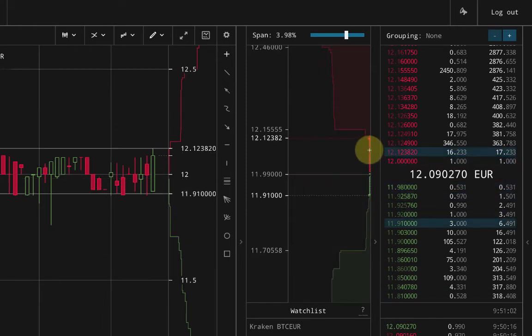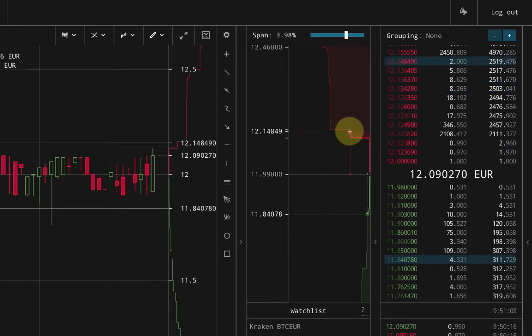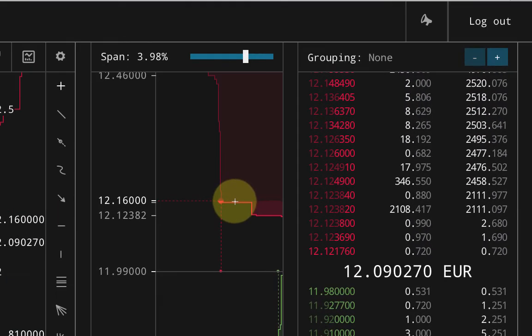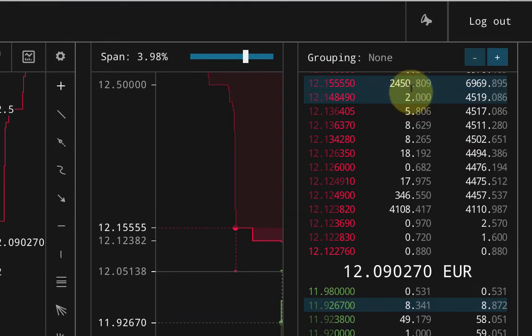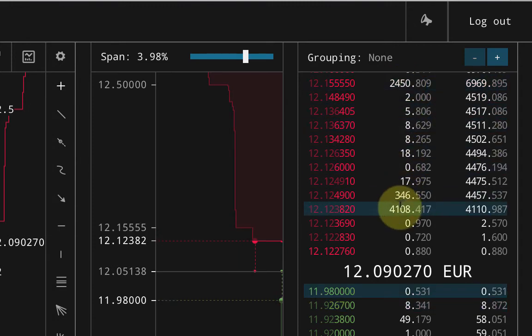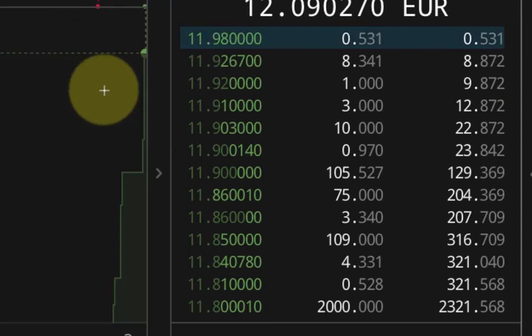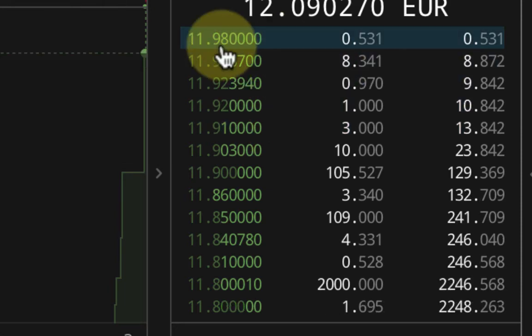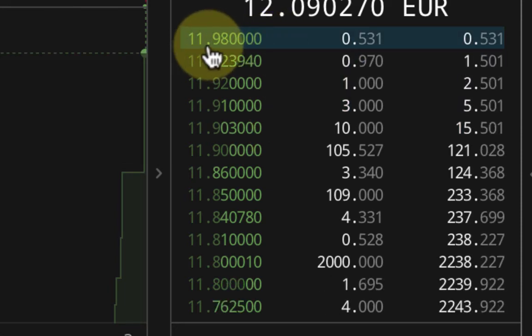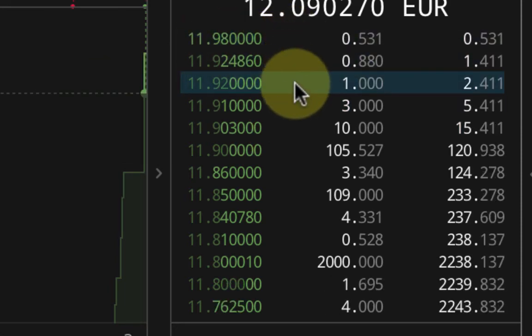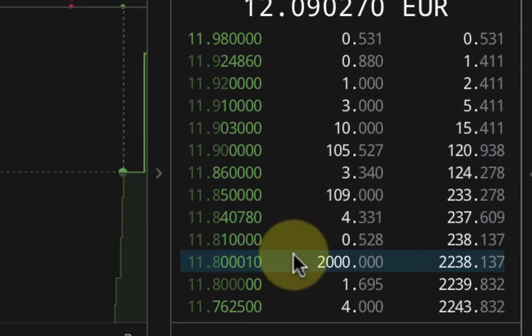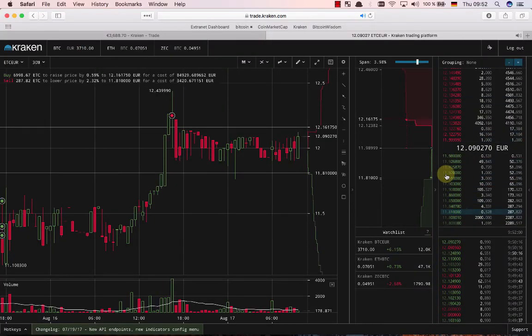And as we move along, you can see that there are little walls here. That is where people have dumped a lot of sell orders. So there's 2,450 Ethereum Classic at that price available to be sold. And there's another big wall down here for 4,092 Ethereum Classics willing to be sold. Now, if we move along to the buy section here, we can see that the maximum someone's willing to pay is €11.98. And we also have a buy wall sitting here at €11.80 for 2,000 Ethereum Classic. So you can see you can really establish what's happening in the market by reading the volume charts.